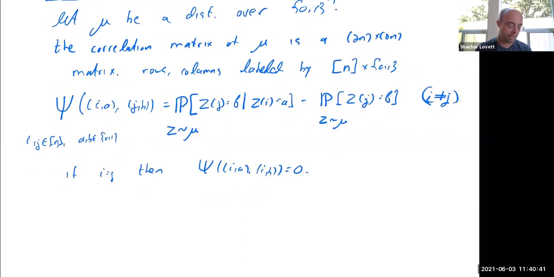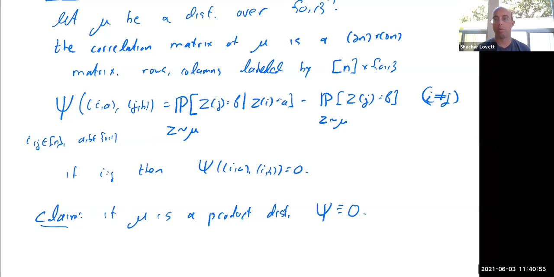Let me make a simple claim here: if mu is a product distribution, then this matrix is just 0, because there's no correlation between the pairs. To some extent, what this matrix is trying to capture is how close to product your distribution is. We haven't defined how we're going to measure it, but we're going to measure it in a spectral sense, which will be natural in hindsight.